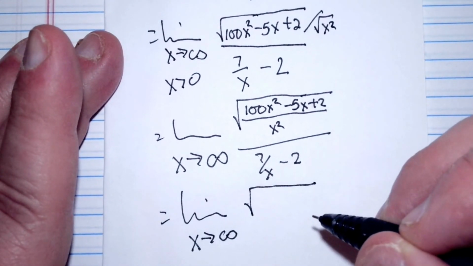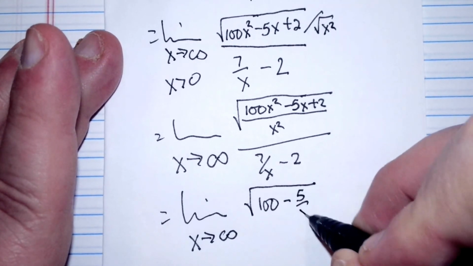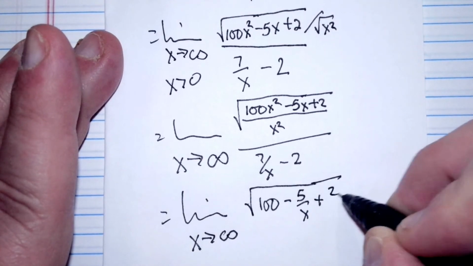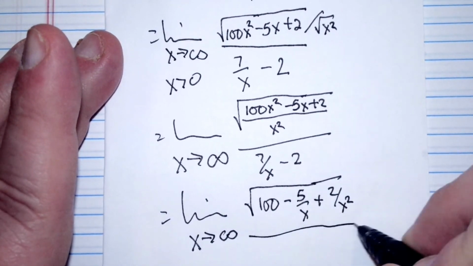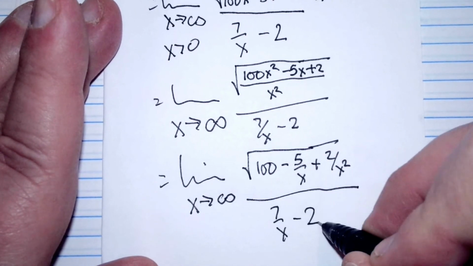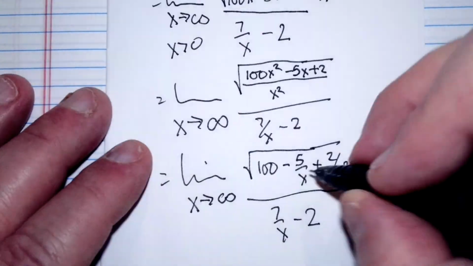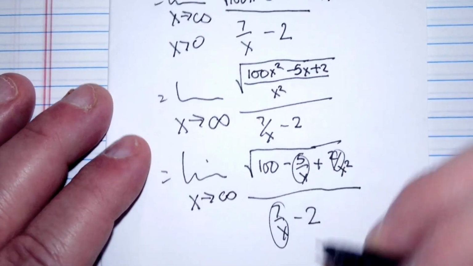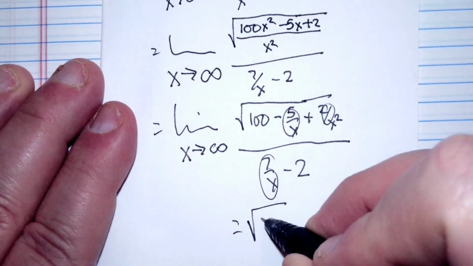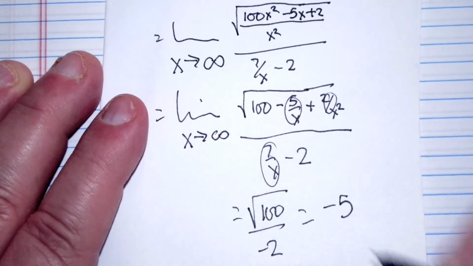And so we're going to end up with the square root of 100 minus 5 over x plus 2 over x squared, and then that's going to be divided by 7 over x minus 2. Alright, now everything with an x in the denominator is going to tend to 0 as x gets really large. So we're going to have the square root of 100 divided by negative 2, and I think that will be negative 5.